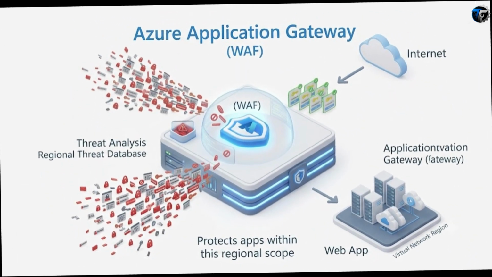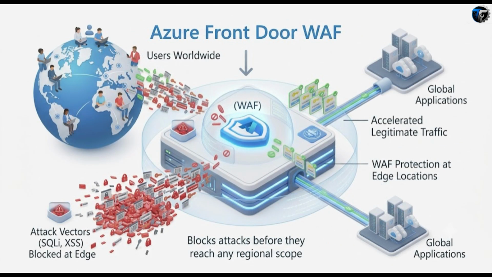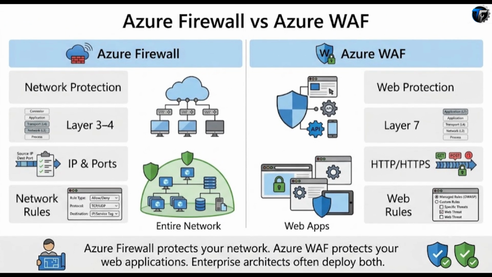One way to deploy Azure WAF is through Azure Application Gateway. It protects applications running inside a specific Azure region. For globally distributed applications, Azure Front Door provides WAF protection at Microsoft's edge locations. This blocks attacks before they even reach your Azure region. Azure Firewall protects your network. Azure WAF protects your web applications. Enterprise architects often deploy both.